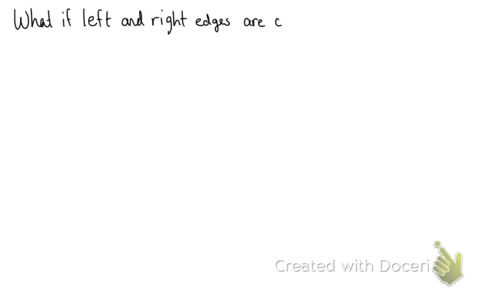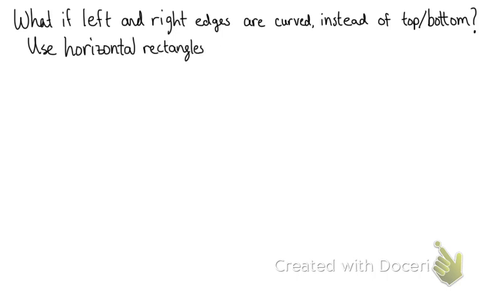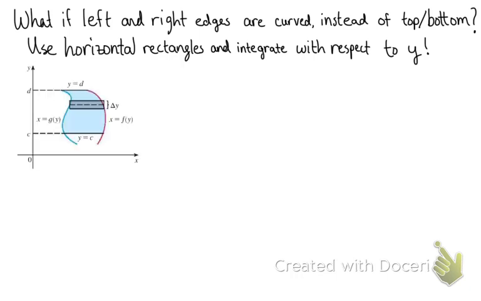That's not the only way areas between curves can look, right? What if the region looks curvy on the left and right, so there's not a set x equals a and x equals b? Well, sometimes you want to use horizontal rectangles instead of vertical ones. So here's an example. We have two curves. Now these are not functions where y equals a function of x. It's the other way around: x equals a function of y. These would fail the vertical line test, so you have to switch the roles of x and y.